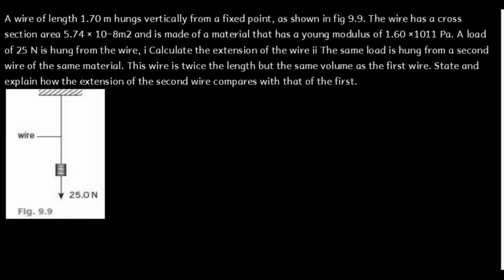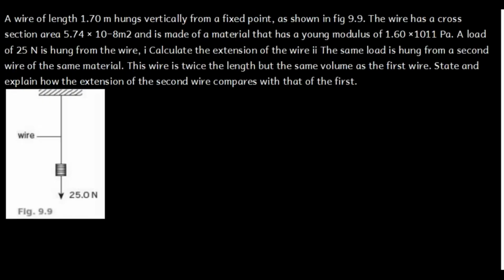So we have the next question, which says a wire of length 1.7 meters hung vertically from a fixed point as shown in the figure below. The wire has a cross-section area of 5.74 times 10 to the power negative 8 square meters and is made of a material that has a Young's modulus of 1.6 times 10 to the power 11 pascals. A load of 25 newtons is hung from the wire. Part 1, calculate the extension of the wire.